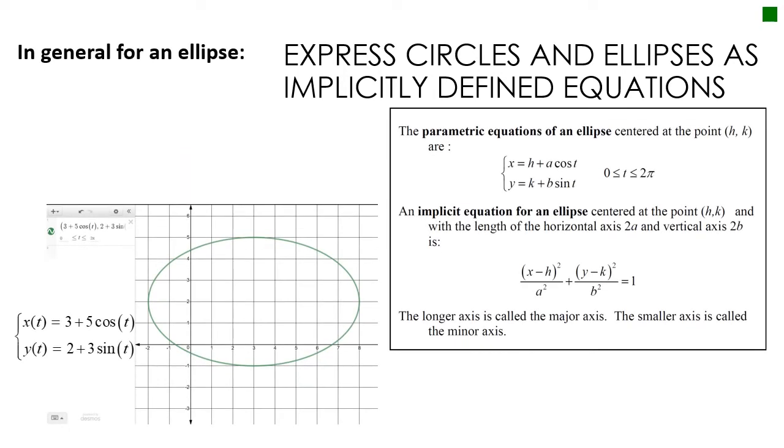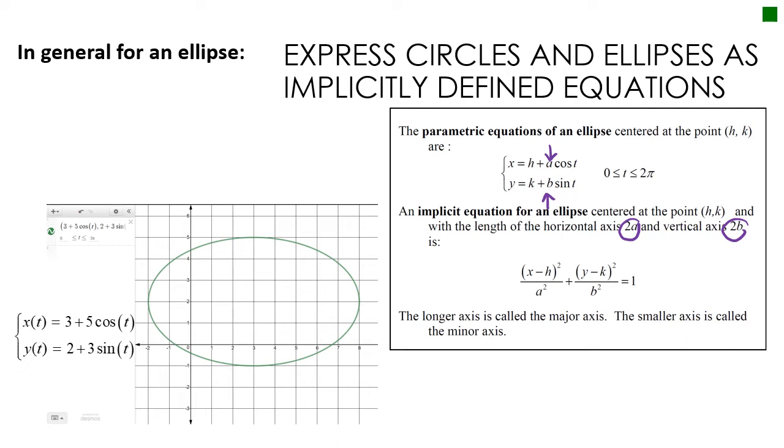Okay, in general for an ellipse. So an ellipse is different than a circle in the fact that we have these values there. Okay, so an implicit equation for an ellipse centered at the point h, k. So an ellipse is like a circle. It's basically an oval is what an ellipse is. So it's centered at the point h, k, and we write the length of the horizontal axis 2a and vertical axis 2b is written like that. The longer axis is called the major axis, and the smaller axis is called the minor axis.